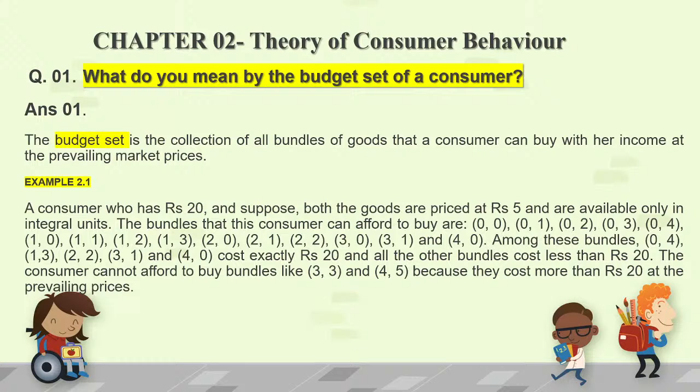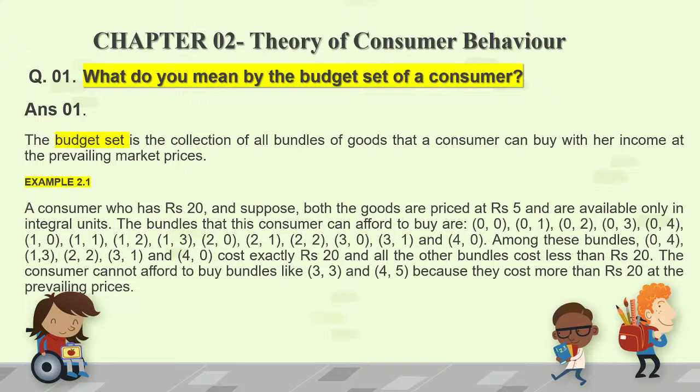So now I'll pick an example from here. Suppose that a consumer has rupees 20. That's the fixed income a consumer is having. There are 2 goods in the market and both are priced at rupees 5, and they are available only in integral units. Now, the bundles that this consumer can afford to buy, there are several combinations. Only in those combinations can this consumer buy those goods.